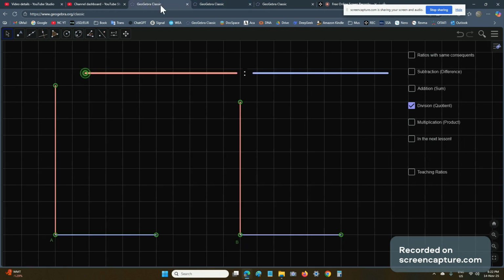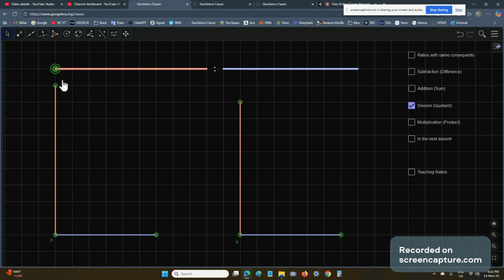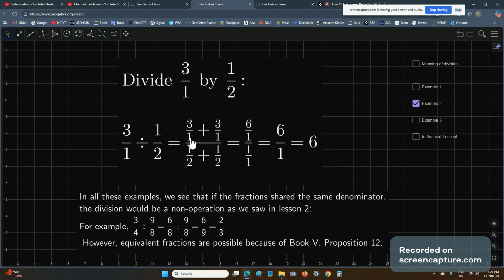Remember, in lesson 2 when we adjusted our antecedents and our consequents, all we had to do was take this, make it the antecedent here, and take this antecedent and make it the consequent. And this ratio here is the division. That's the answer. And of course, to go from this to numbers, we would need to find a line segment which fits into these parts equally. And guess what comes into play there again? You guessed it, proposition 12 of book 5.